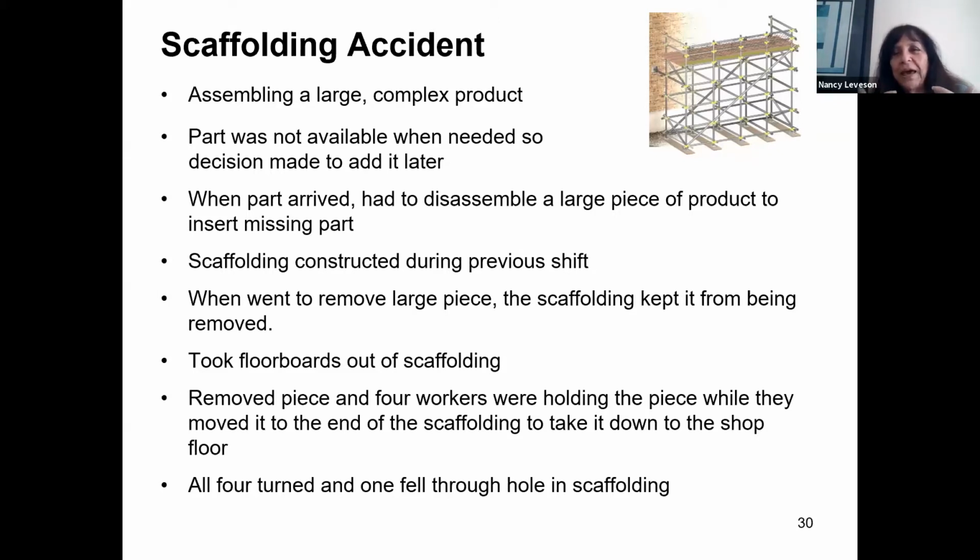This is a very large product, so there was scaffolding constructed, and the scaffolding had been constructed during the previous shift. The next shift went to remove that large piece they had to get off before they could put in the new one. The scaffolding kept it from being removed. It was like a large door, and the scaffolding was in the way, so they couldn't move it enough to remove it. So what did the workers do? Well, they removed floorboards out of the scaffolding so they could open the door.